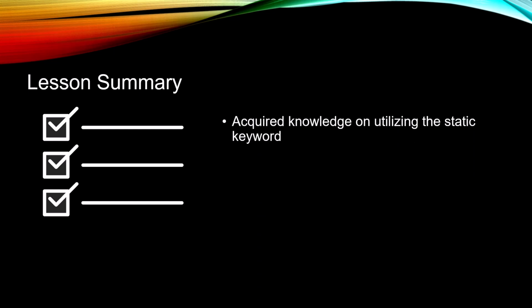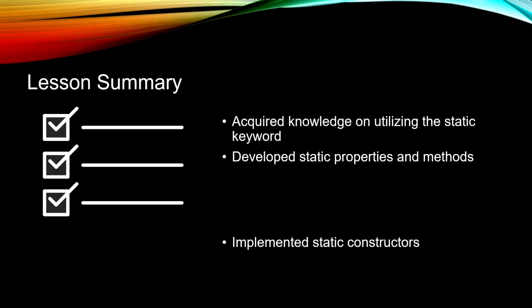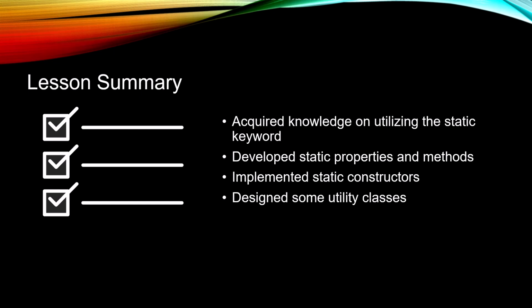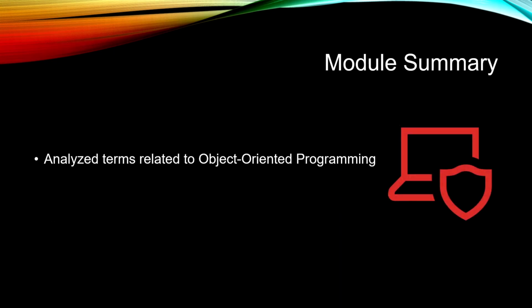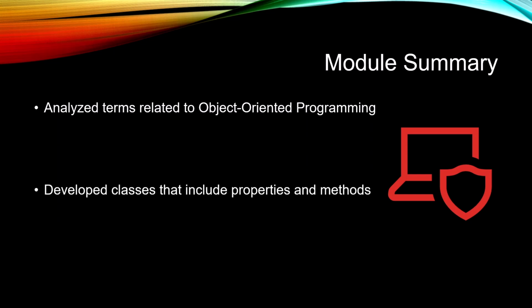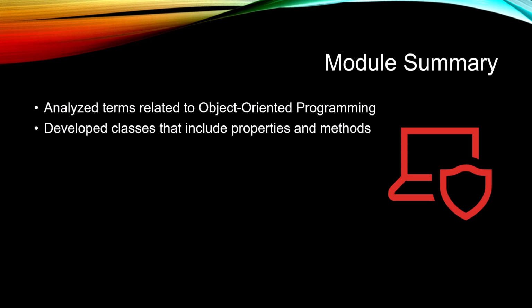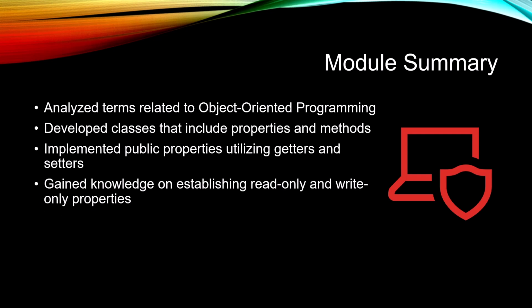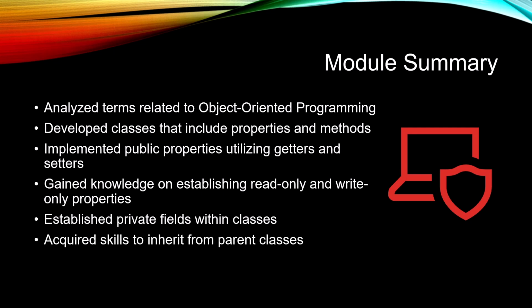So in this lesson, you acquired knowledge on utilizing the static keyword, you developed some static properties and methods, you implemented static constructors, you designed some really neat utility classes. In this module, we analyzed terms related to object-oriented programming, we developed classes that include properties and methods, we implemented public properties utilizing getters and setters, we gained knowledge on establishing read-only and write-only properties, we established private fields within classes, we acquired skills to inherit from parent classes, and we implemented static properties and methods.